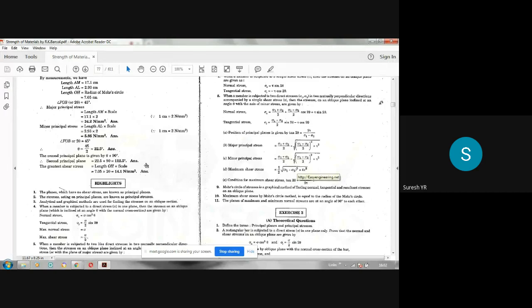Both types of problems I have explained, but in both the problems I have taken sigma x and sigma y, both tensile. So tomorrow I will take up a case where one is tensile, another is compressive. How to do that problem I am going to explain tomorrow. Okay. So practice today these two problems on a graph sheet and check your answer using the formula, both the methods.